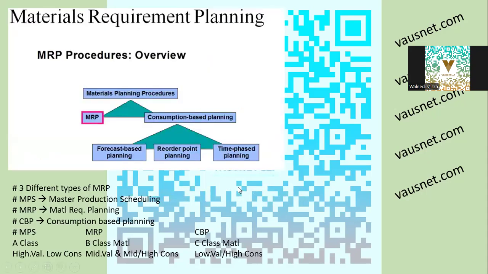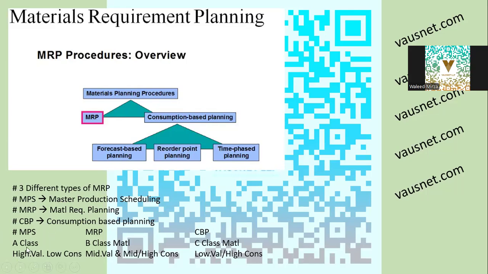Speaking of MRP, what is MRP? MRP is nothing but the planning for your production. Okay, the requirements that we need, and there are different types of MRP, which is master production scheduling, MPS, material requirement planning, and consumption based planning. So what is MPS, MRP, and CBP?